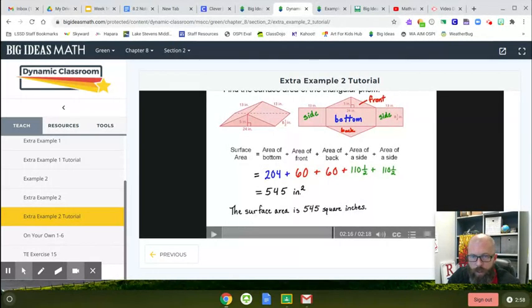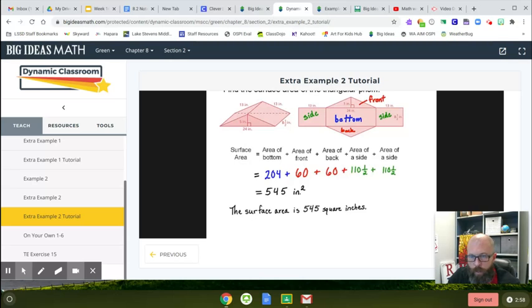That one's a little trickier. You just got to make sure you break it down into that net and then figure out the area of each section. Remember, the triangles are times 1/2 or divided by 2. Either way is fine.